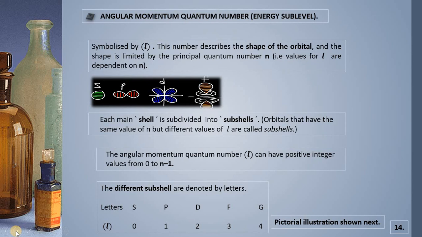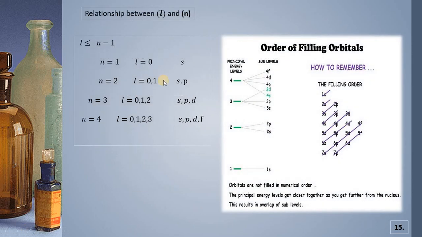It looks abstract now, so let's see what I'm saying. Yeah, the relationship between L and N. For us to look for L, N will tell us how to look for L. So when N is 1, L will be 0. Using the formula, 1 minus 1, that's 0. And when N is 2, 2 minus 1 is 1, so that's 0 and 1. So it will have the S and the P orbital.